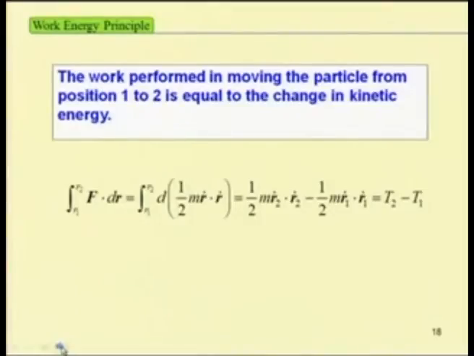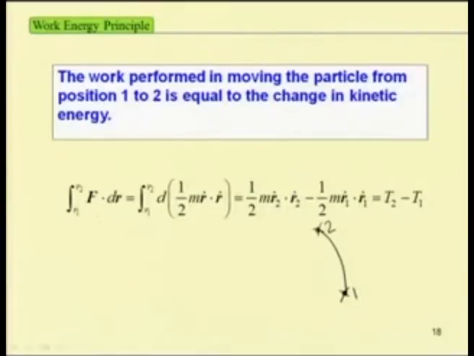Now let us see what the work energy principle is. The work performed in moving a particle from position 1 to 2 is equal to the change in its kinetic energy. From engineering mechanics you know that, let a particle at time t equal to 0 be at this position and be moved to this position. The work performed in moving the particle from position 1 to 2 is equal to its change in kinetic energy.